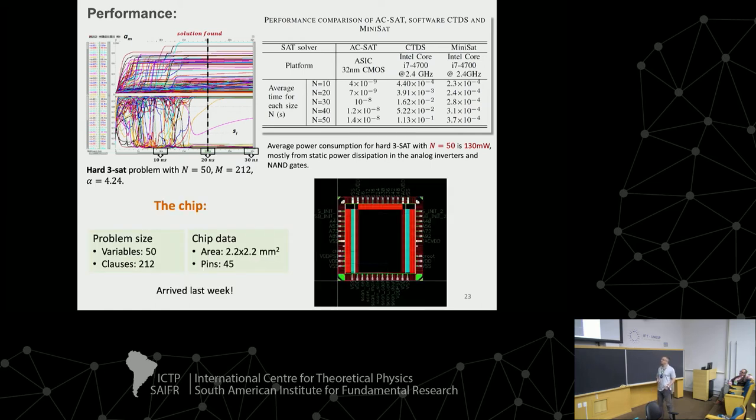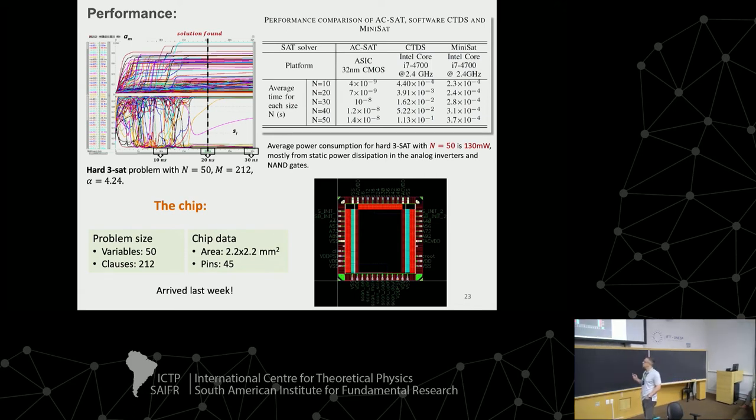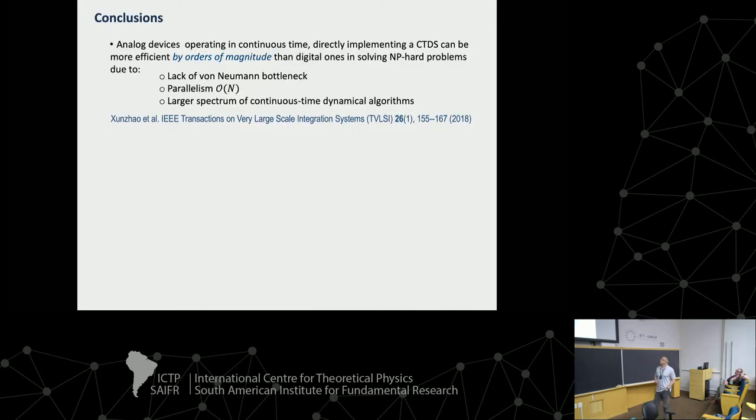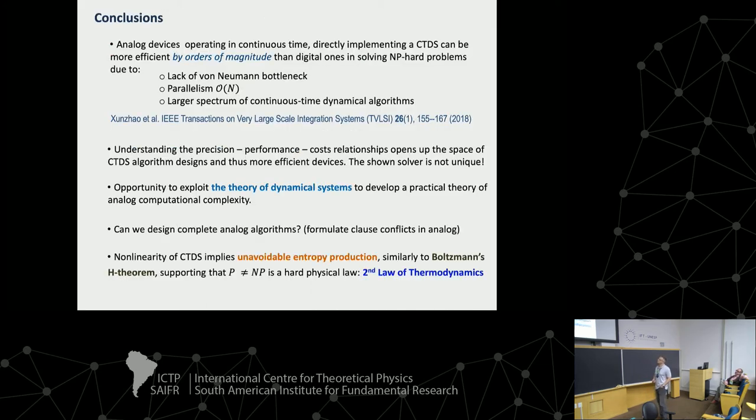So we just received back last week the chip from the foundry. It has an area of 2.2 times 2.2 square millimeters, and we are now going to embed this into a backboard, into a motherboard, basically, and start the testing. So these are the conclusions.